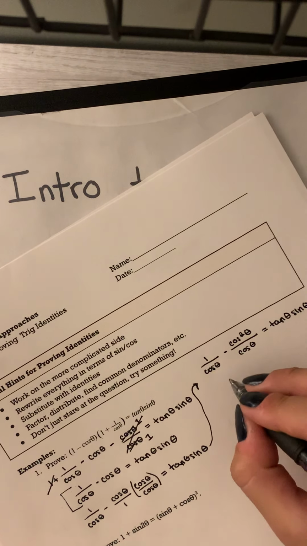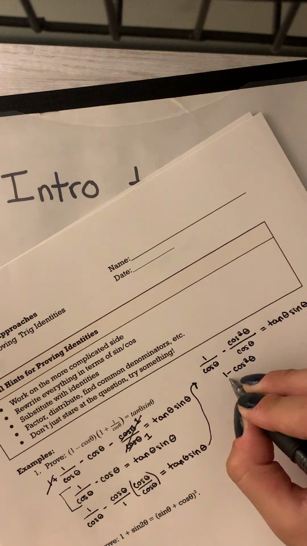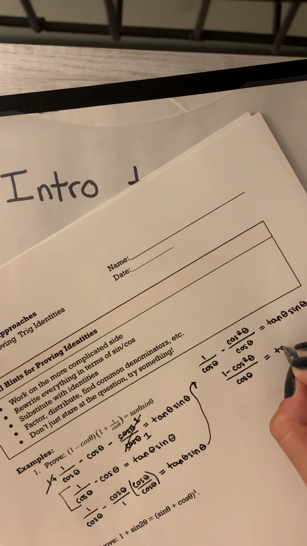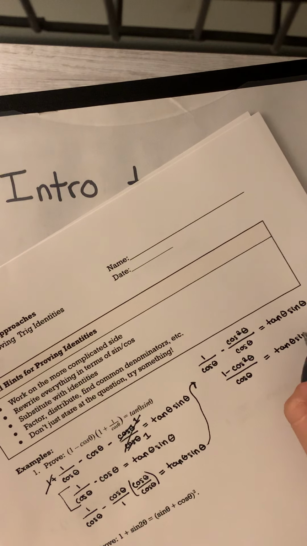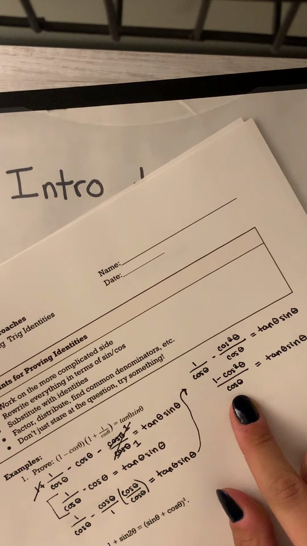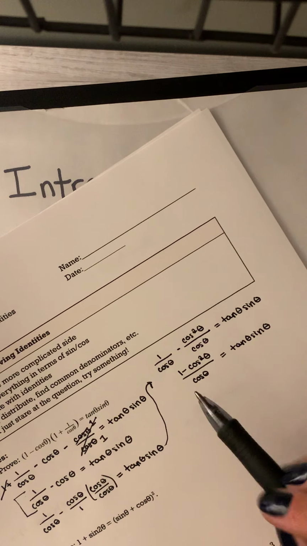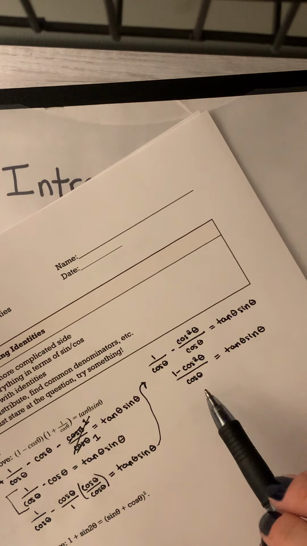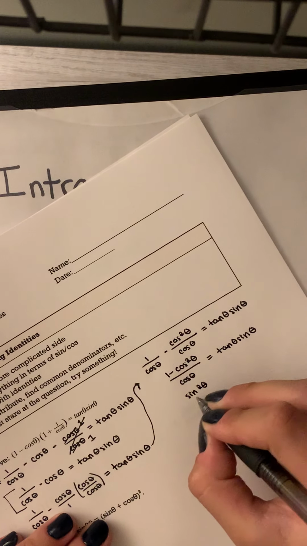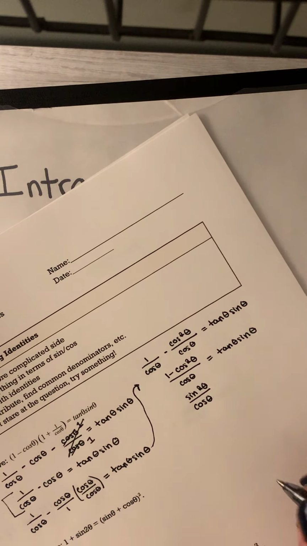So now we can combine these terms because they have common denominators. So 1 minus cosine squared theta over cosine theta is equal to tan theta times sine theta. Looking at this now, we can refer back to our trig identities because we're familiar with these. We can recognize the pattern that we have a 1 minus cosine squared theta right here, and we know that equals sine squared theta. So we have a sine squared theta over cosine theta.